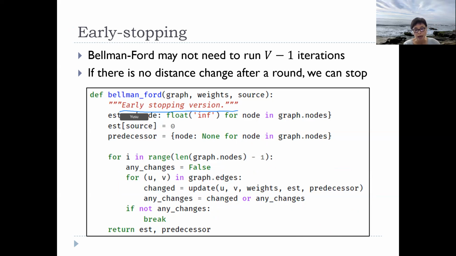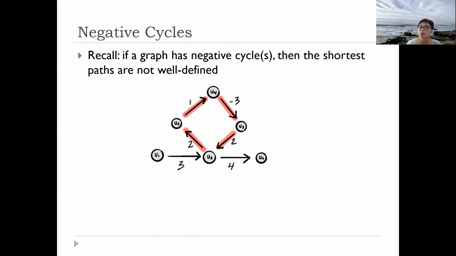The second thing I want to say is about the negative cycle. Earlier we said that if your graph has negative cycles, then the shortest path is not well defined. And we have assumed, when we define shortest path, that your graph doesn't have a negative cycle.